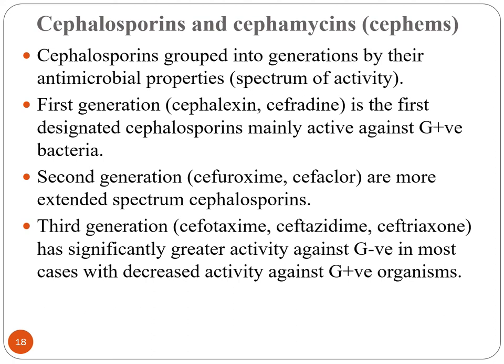They have significantly greater activity, mainly against gram negative, in most cases with decreased activity against gram positive organisms. Among these three generations, the most active against gram positive is the first generation, and the most active against gram negative is the third generation, while the second generation has intermediate activity against both gram positive and gram negative.